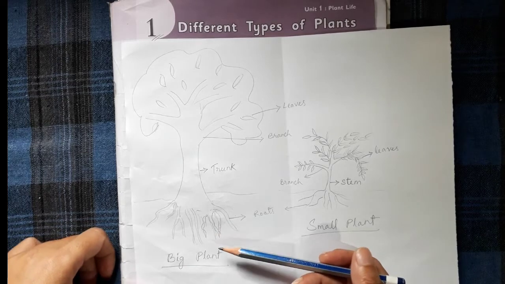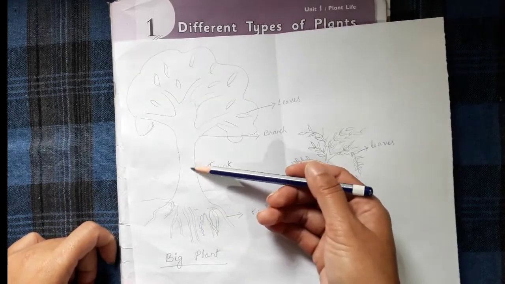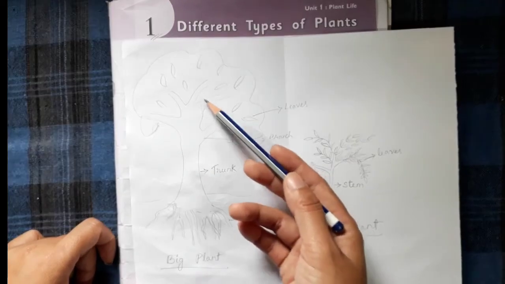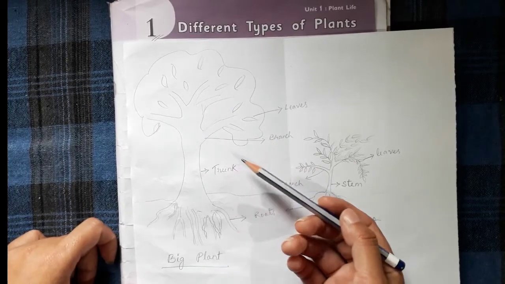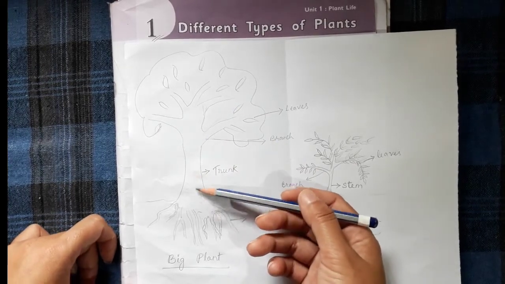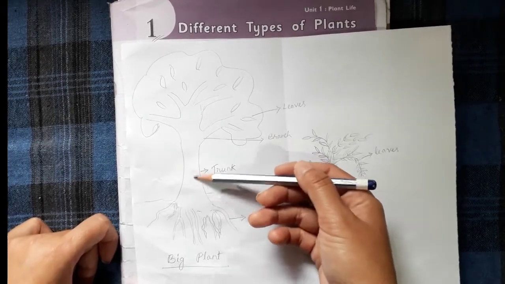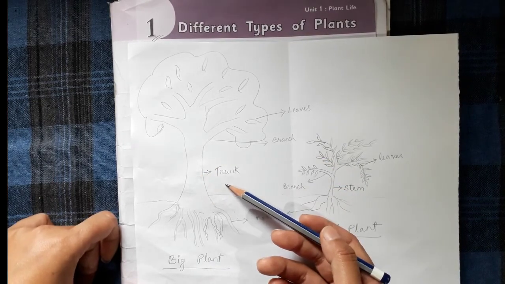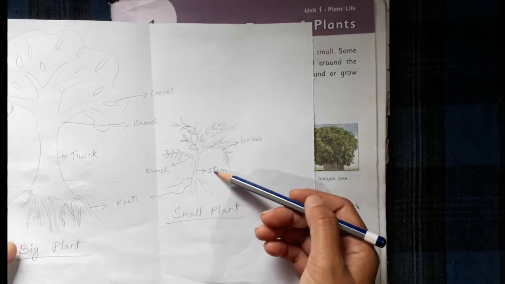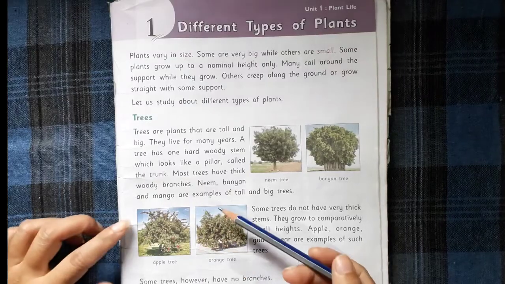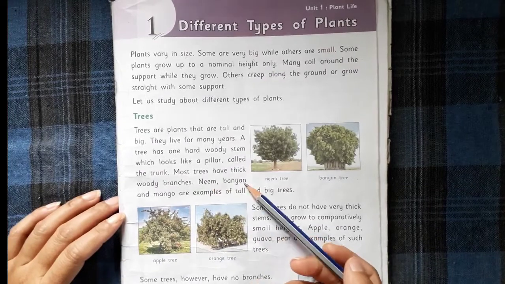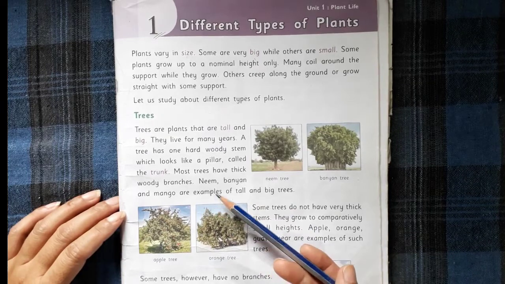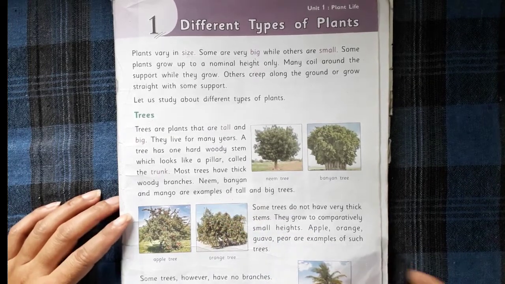This is an example of big plant. Okay, trees. So this is thick, that is why this is called trunk, and these are branches. Okay, so this is a picture of tree, and this big pillar like woody stem is called trunk, and for a small plant we call it stem. Neem, banyan and mango are examples of tall and big trees.